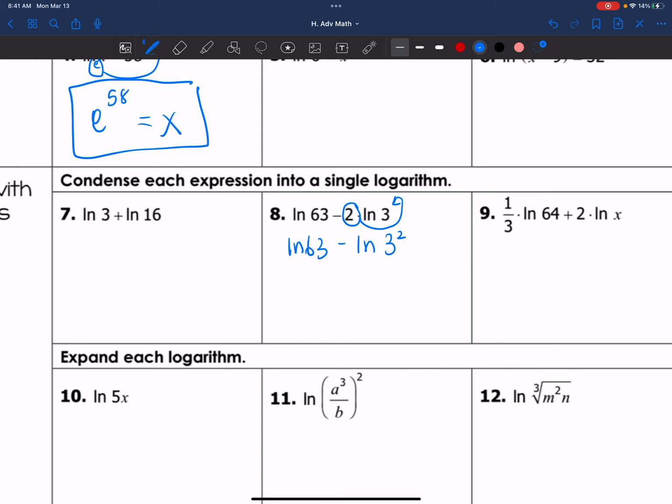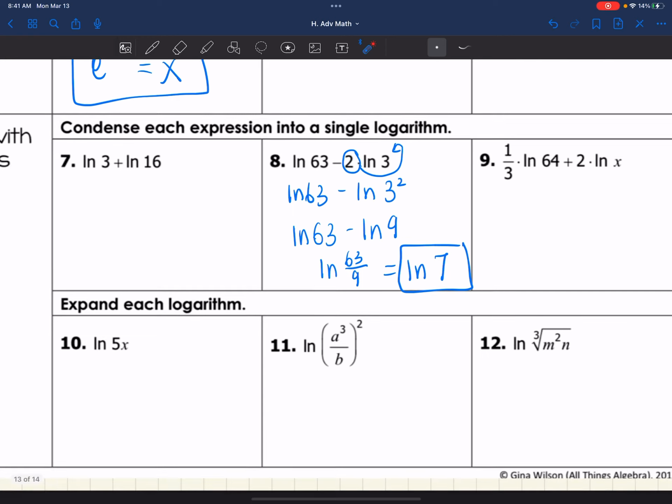3 squared, as we all know, is 9, so this would be the natural log of 63 minus the natural log of 9. Now you have 2 logs, they have the same base, they're being subtracted. So to condense this down, you would take the 63 and divide it by 9. So this would be equivalent to the natural log of 63 divided by 9, which is 7. And again, I know it looks funny, I know it looks weird. You're probably like, that looks like the word "ln" in 7. It's not, it's the natural log of 7.